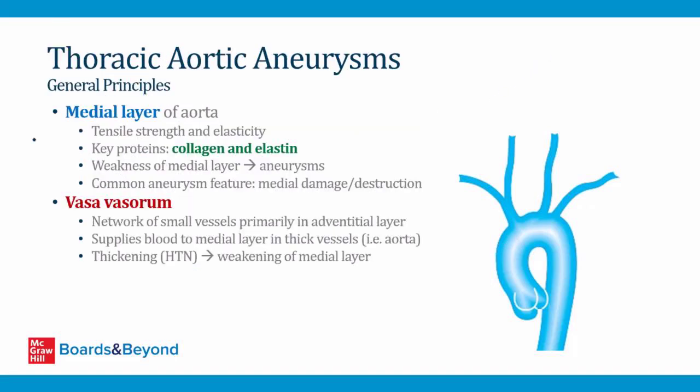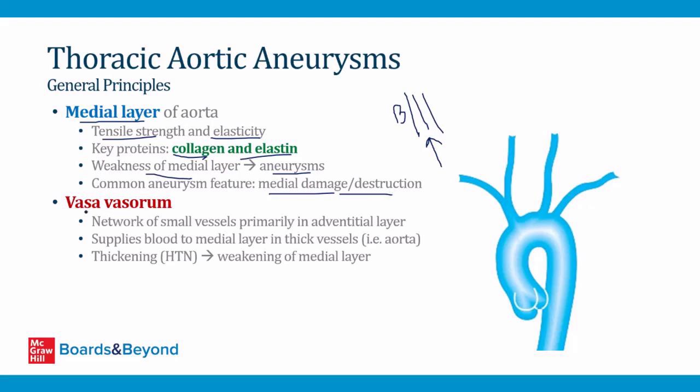Some other things to know about the pathology of thoracic aortic aneurysms. First is that the medial layer of the aorta is very important. So remember, if we have blood in the middle of the aorta, we then have the intima, media, and adventitia. And this middle layer, the medial layer, is very important in the aortic wall. And that's because it contains a lot of connective tissue that provides tensile strength and elasticity so that the wall will be normal. It especially has proteins like collagen and elastin that give it these properties. So when this medial layer, which gives a lot of the strength to the aortic wall, becomes weak, that's what can lead to aneurysms. So many aneurysms in the thorax are associated with medial damage or destruction from hypertension and other processes.